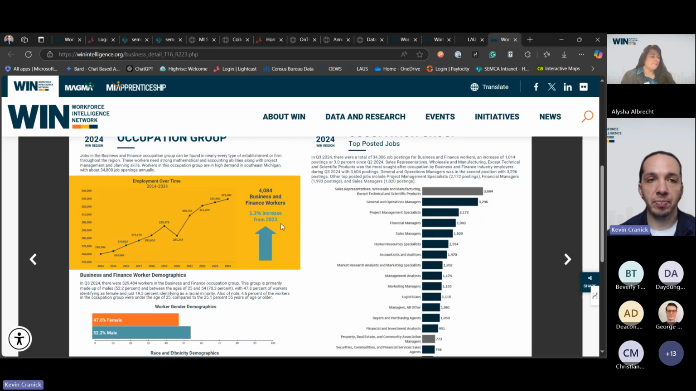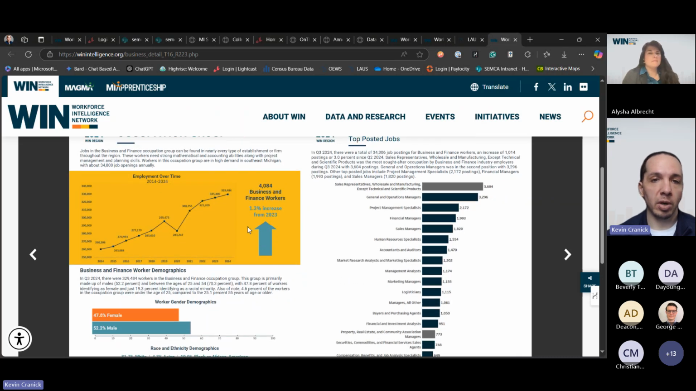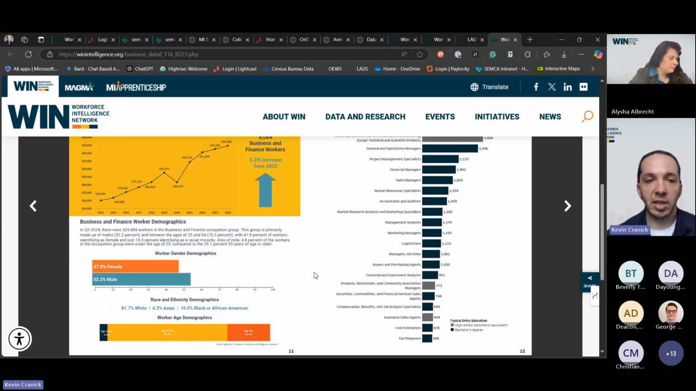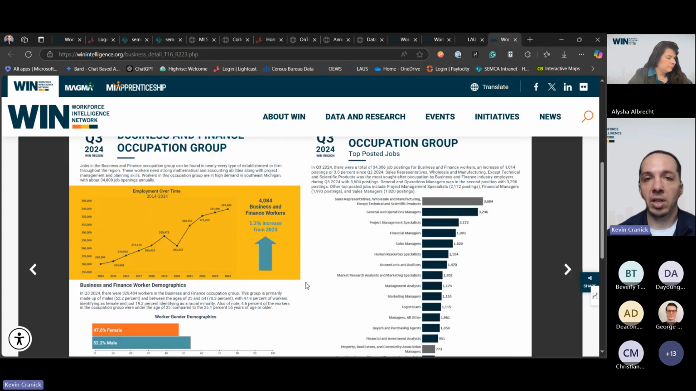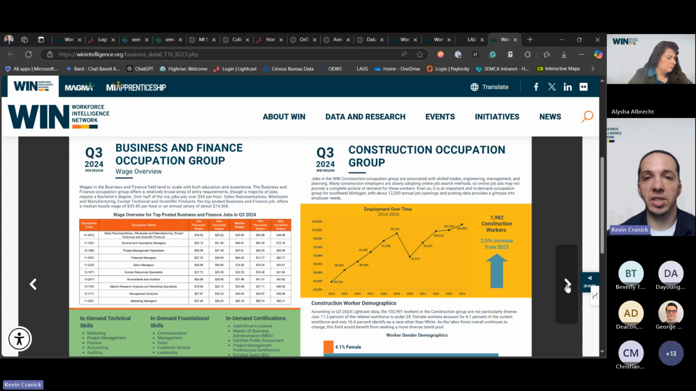So we can see just a very quick look at business and finance here. There was a 1.3% increase from 2023. That represents 4,084 workers. We have a much more even distribution of male to female, very low representation of the youngest age group, 14 to 24. And so again, looking at how all of this data relates to each other within the report is very helpful.